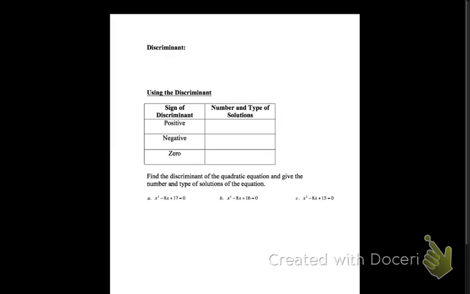The discriminant is the part of the quadratic formula that is underneath the radical. Because it is underneath the radical, it will determine the number and type of solutions. If we look down at the chart, if the sign of the discriminant is positive, that means underneath the radical we will have plus or minus the square root of a positive number. We are able to do that, and we will get 2 real solutions.